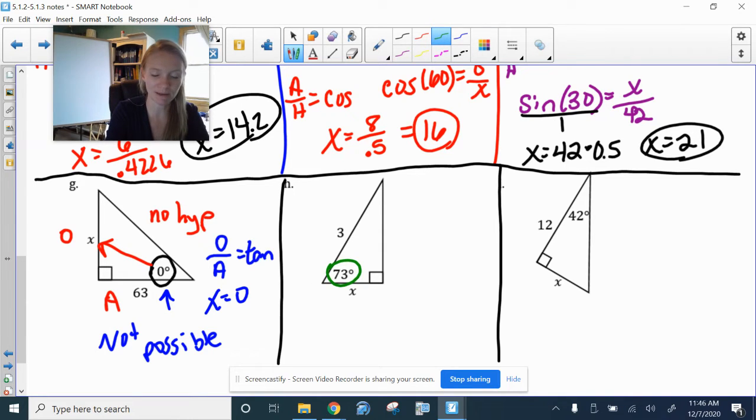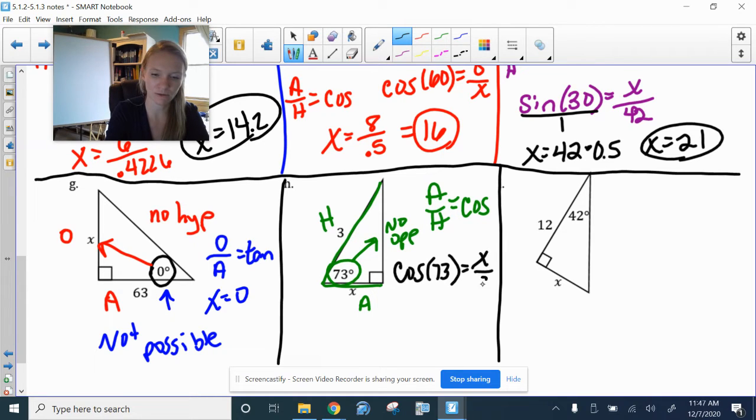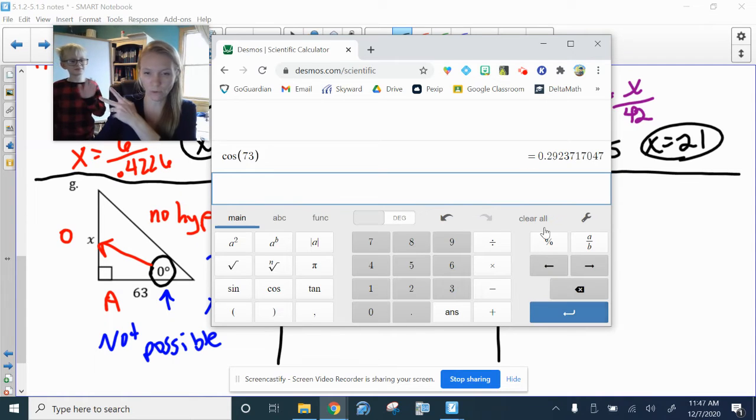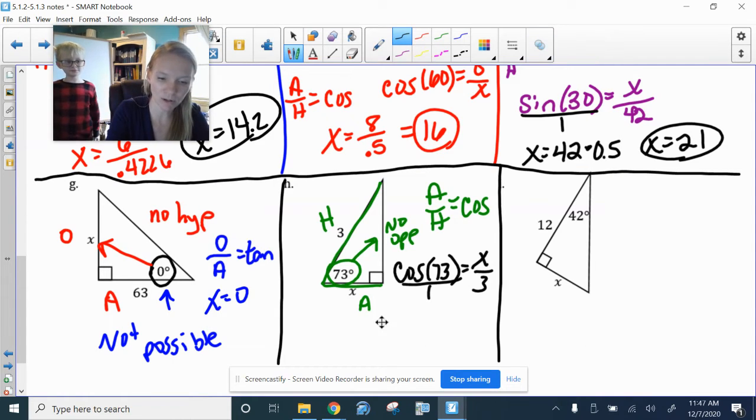All right. How about a 73-degree angle? We can have one of those. Here again, we have no opposite. So I have two other sides. I have an adjacent side and I have a hypotenuse. So A over H tells us we're going to do cosine. So we're going to write our equation cosine of 73 equals x over 3. Plop that over 1. I've got to figure out what my decimal is for cosine of 73, which gives me about 0.2924. And I'm going to multiply that.